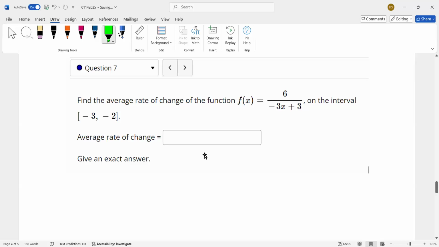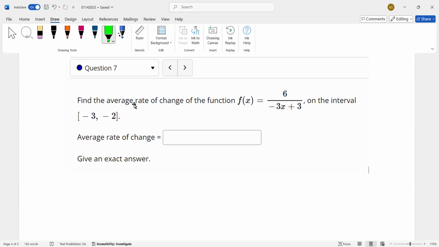Let's read the problem. Find the average rate of change. Well, you do need to know the name, right? It's like when you meet a friend, isn't it important to know the friend's name? The next time you see him or her, you know how to say hi, right? Same thing, in section 1.2, we learn a new content.